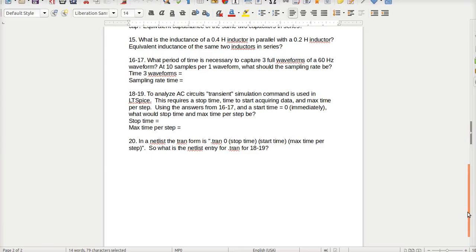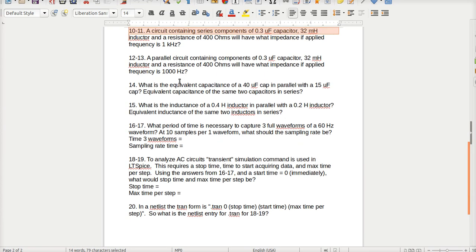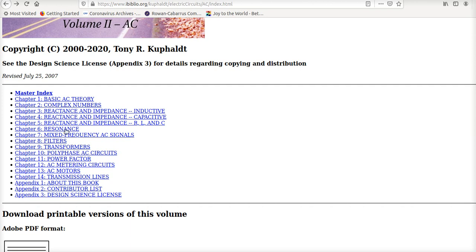Okay, so that's pretty straightforward. Probably the most difficult are the equivalent capacitance of 40 and a 15 in series and in parallel, and the equivalent inductance of a 4 and a 2 in series and in parallel. But I believe you will find that in those 2 chapters.